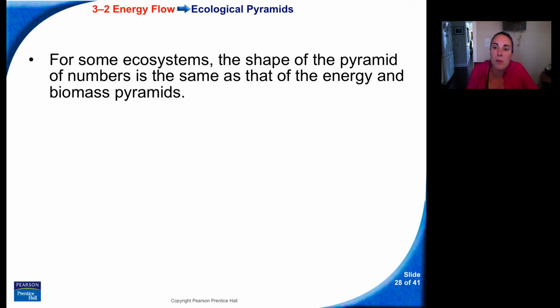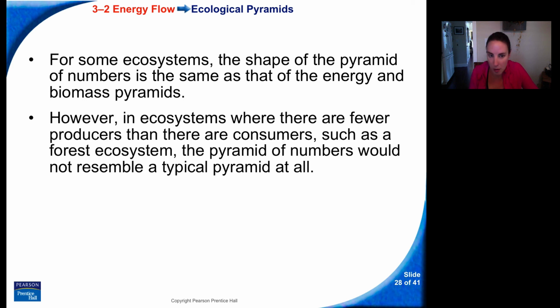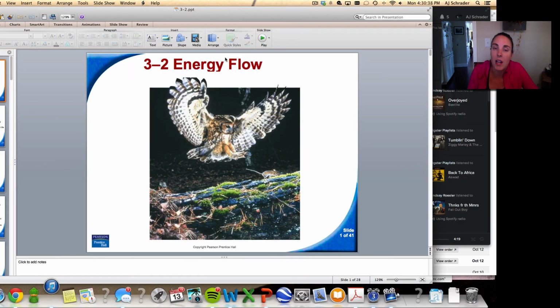For some ecosystems, the shape of the pyramid of numbers is the same as that of the energy and biomass pyramids. However, in ecosystems where there are fewer producers than there are consumers, such as a forest ecosystem, the pyramid of numbers would not resemble a typical pyramid at all.